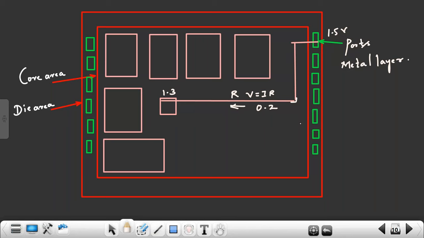So this voltage is gone. So how much voltage is reaching the cell? 1.3 volts. I expect how much to reach? 1.5, but how much is reaching? So this is called IR drop.